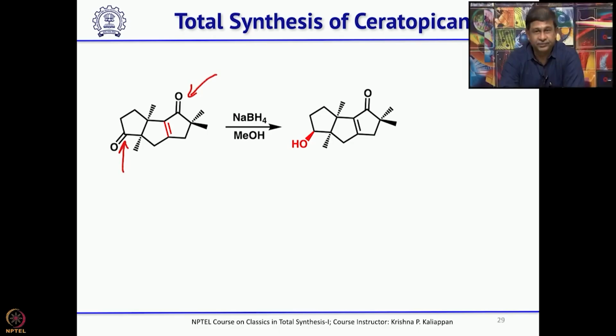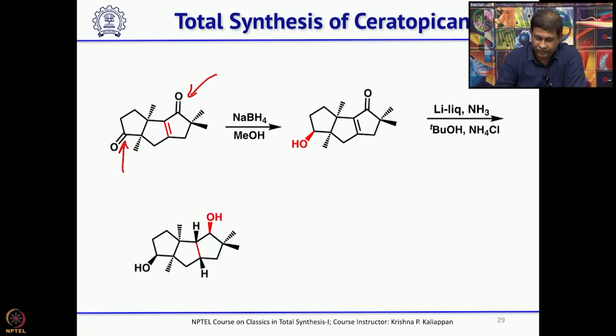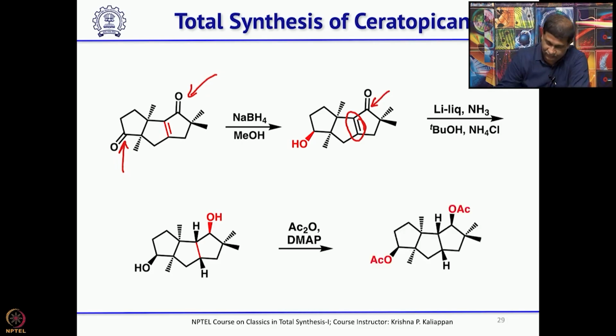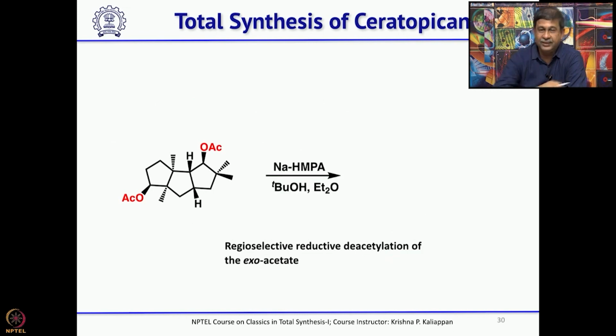One can reduce the cyclopentanone to get the alcohol, and now you treat with lithium and liquid ammonia. So, what will happen? Lithium in liquid ammonia, the double bond will be reduced and this carbonyl group also will be reduced. So, you get a diol. This diol upon treatment with acetic anhydride, you get the corresponding diacetate. Then he uses the last key reaction wherein in one step he removes this acetate completely, but hydrolyzes only the acetate to get alcohol. How did he do? He did with sodium in HMPA.